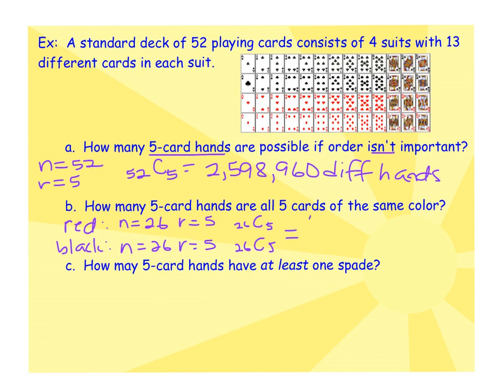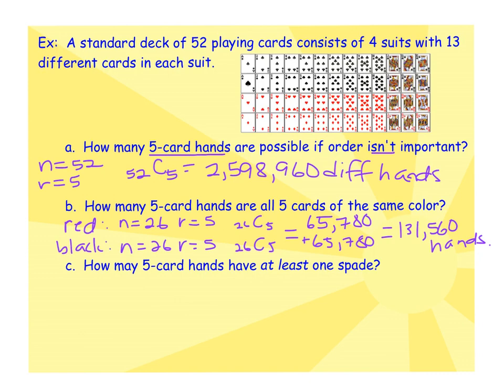That means we have 65,780 for 26C5. And if I add that to itself, we're going to get 131,560 different hands that are all the same color.